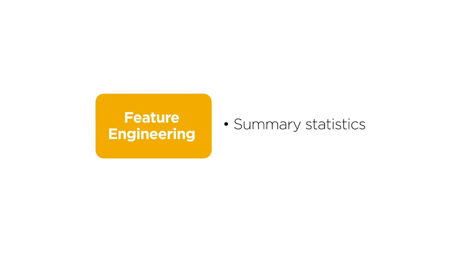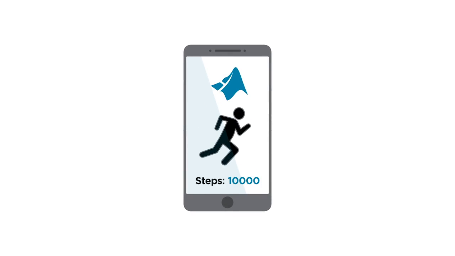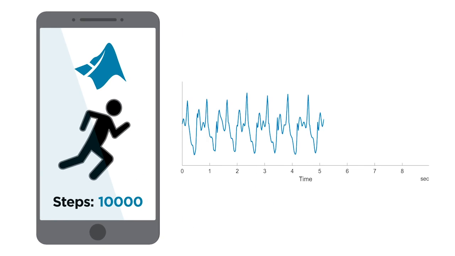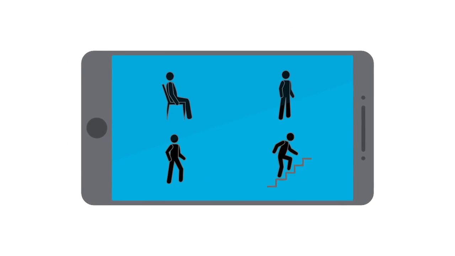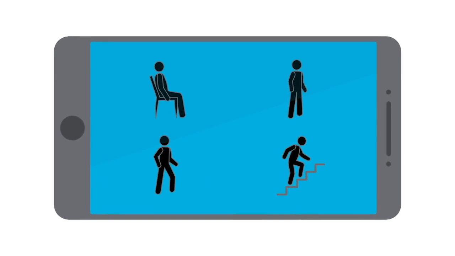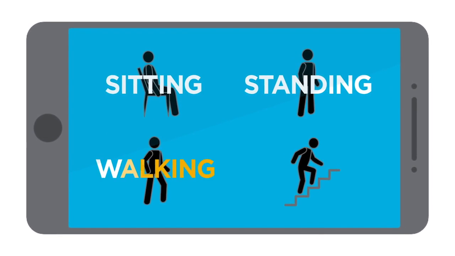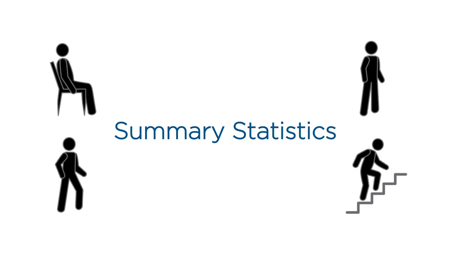Why summary statistics? Let's say you're helping to create a phone or smartwatch app that tracks physical activity using internal sensors. As the team's data scientist, it's your job to find a way to use signals from the sensors to calculate values like steps taken or calories burned. To provide accurate values, you'll likely need to discriminate between different types of activities. For example, you might report different values depending on whether the user is sitting, standing, walking, or walking upstairs. In this video, you'll see how to use summary statistics to describe these activities using signal data.